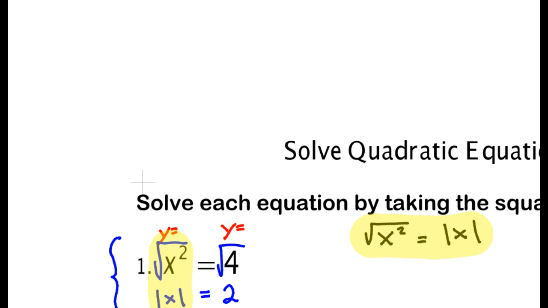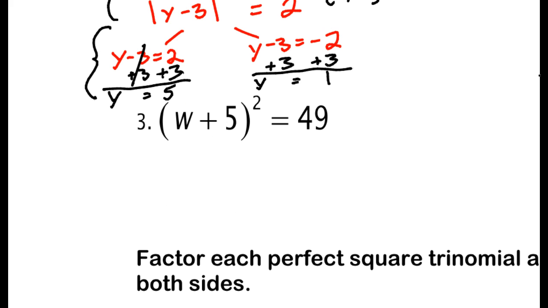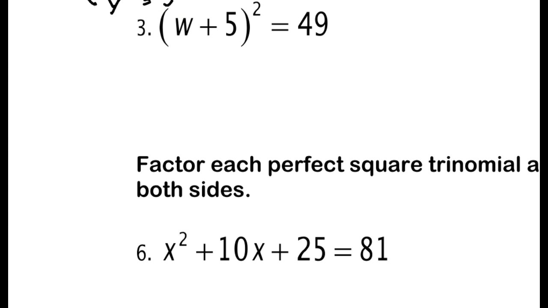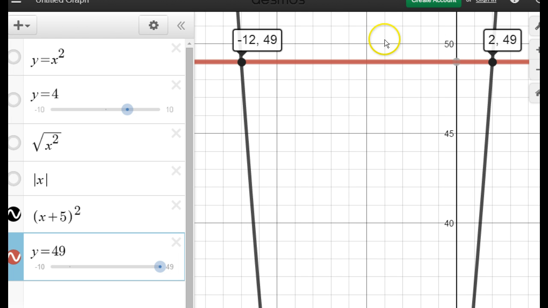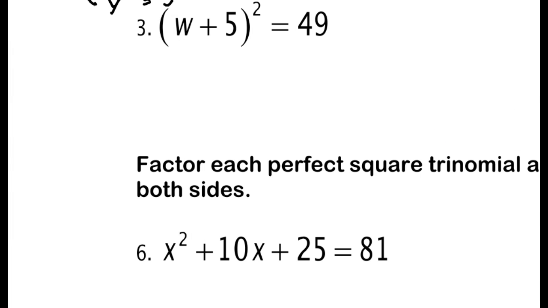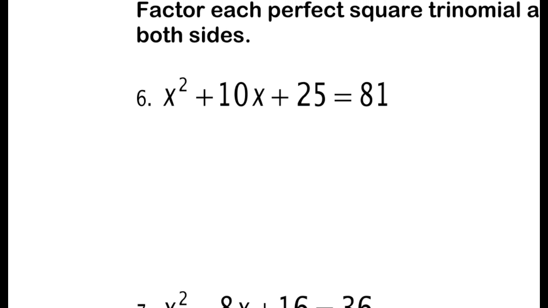Okay, so on the last one, number 3, you got two answers, and they are, yeah, -12 and 2. Okay, good. Let's go down to 6. Only thing different on 6 is that they're not factored. So you have to either recognize how to factor it or go through the steps.